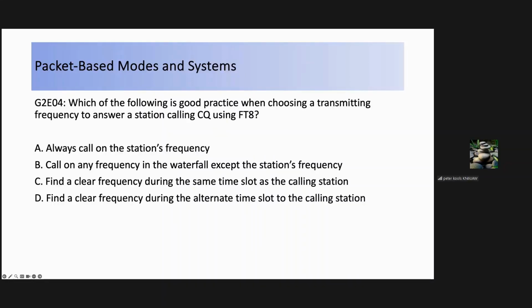Which of the following is good practice when choosing a transmitting frequency to answer a station calling CQ on FT8? With FT8, you want to find a clear frequency during the alternate time slot to the calling station. And this is a level of minutia associated with FT8 that I suggest, if you haven't done FT8, just memorize the answer for the exam. Once you get into FT8, this will become very apparent why you do this. But for the exam, just know you need to find an alternate time slot on a clear frequency.